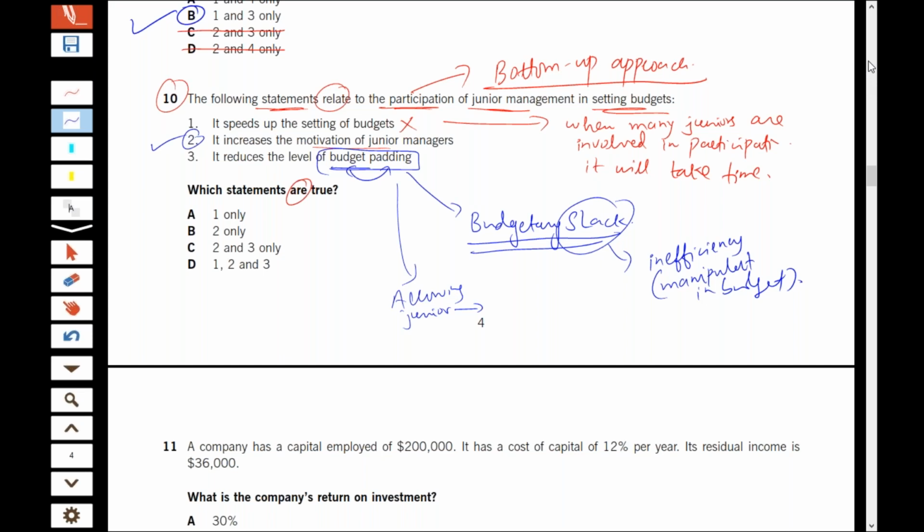If you allow your junior to take part in the budget setting process, it quite may be possible that they may give advice which is in their favor and may add slack. So it is saying that it reduces the level of slack. That is absolutely no. It increases the chances of slack. When you allow the juniors in the participation process, it will increase the chances of slack.